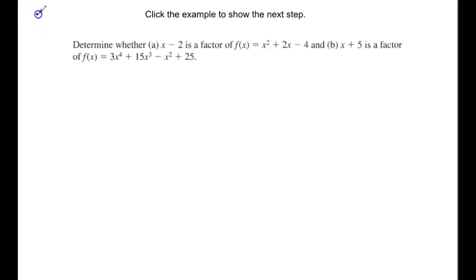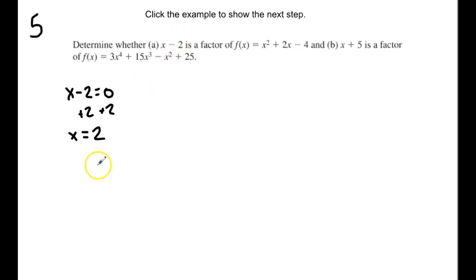Okay, this is example number 5. Determine whether x minus 2 is a factor of f of x equals x squared plus 2x minus 4. Okay, so we're going to stop there for now. So the first thing I want to do is I can do this by direct substitution. So I figure out what would make this part 0. So what makes x minus 2 0? Well, I add 2 to both sides, so I get x equals 2. Makes this first part 0.